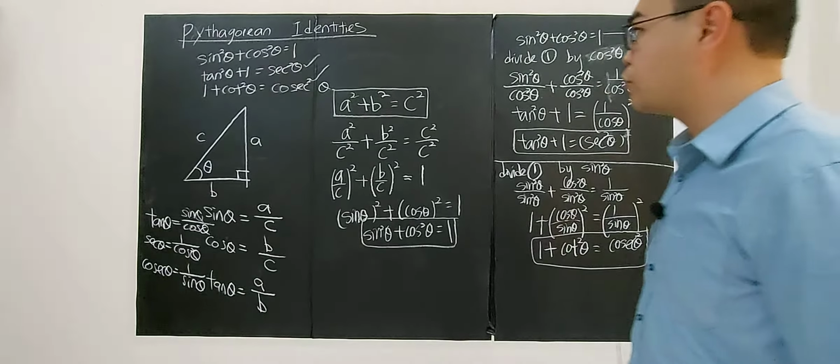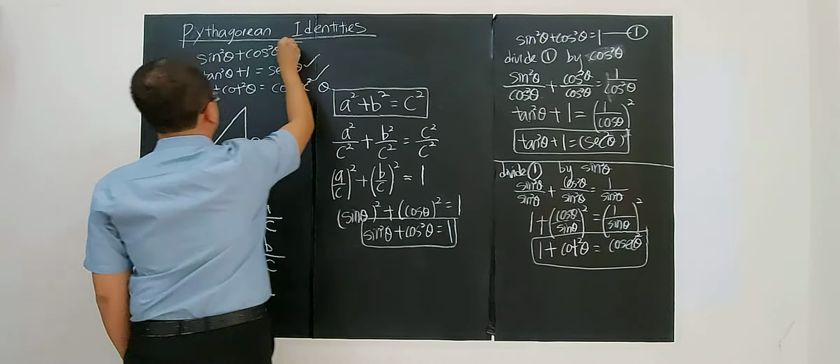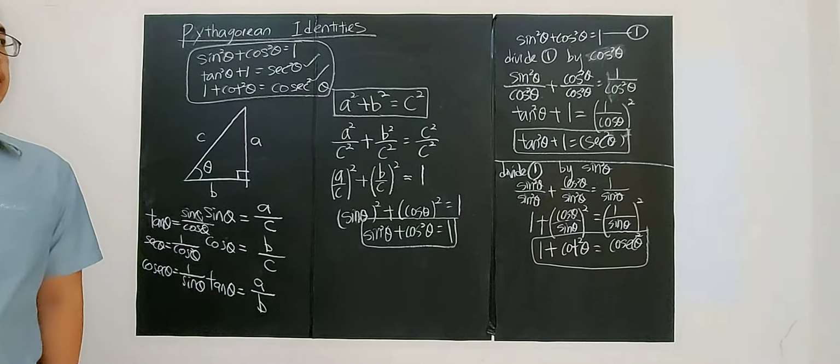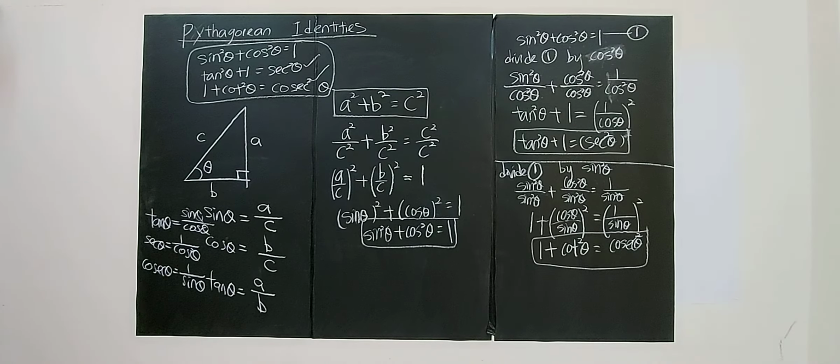So these are the three Pythagorean identities. I hope you understand. In the next video, I'm going to show you how to use these Pythagorean identities to prove other identities.